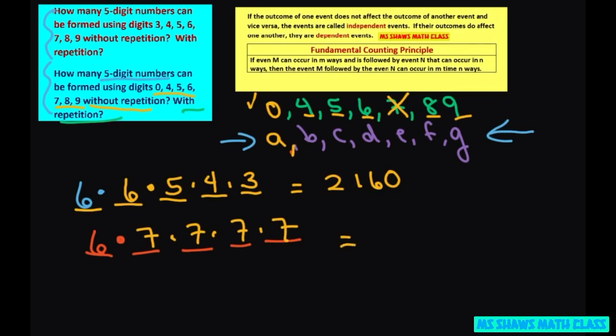And then the way I would use this in the calculator, I would go 7 to the 4th times 6 to make it easier, and that would give you 14,406. And that's it. Thank you.